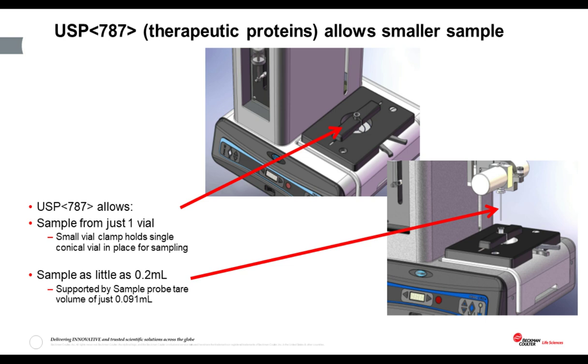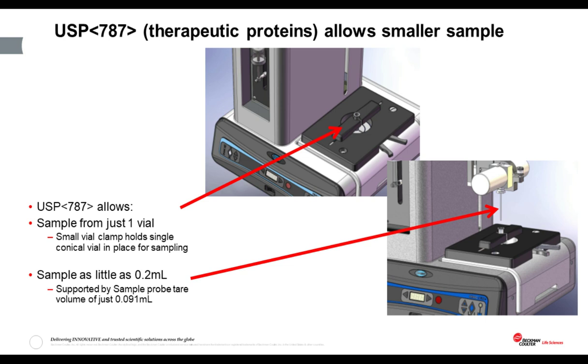Unlike 788, 787 allows the testing to be carried out on just one single vial and calls for a minimum sample volume of just 0.2 milliliters. Now, if you remember, they wanted 4 lots of 5 milliliters for 788, so this is quite radically different. Applying this test method using particle counters can prove challenging, as the target for the sampler is much smaller because there's not lots of vials pooled into a beaker. It's just a single vial.